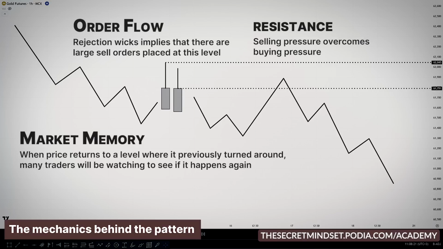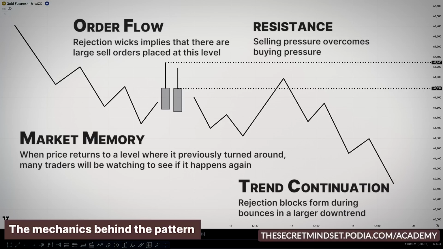The rejection wicks and the subsequent drop implies that there are large sell orders placed at this level. These orders absorb the buying pressure and push the price back down. And finally, there's the trend continuation. Often these rejection blocks form during bounces in a larger downtrend. By entering on the retest, you are trying to catch the next wave down in the trend.